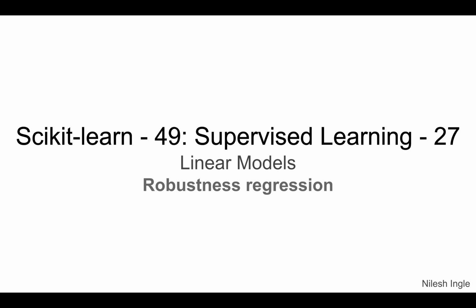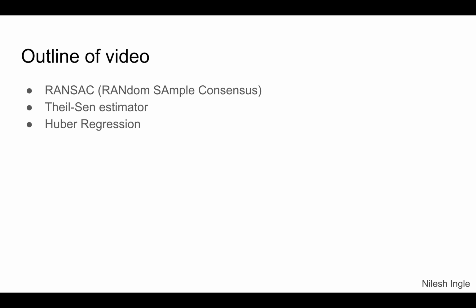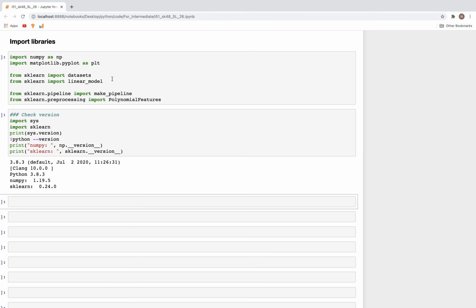I'm Nilesh, and in this video we'll continue learning about robustness in regression. In the previous video we looked at the intuition behind these three algorithms: RANSAC, TheilSenRegressor, and HuberRegressor. In this video we'll look at the actual implementation in Scikit-learn in Python. So let's get into Jupyter notebook and see how we can code these.